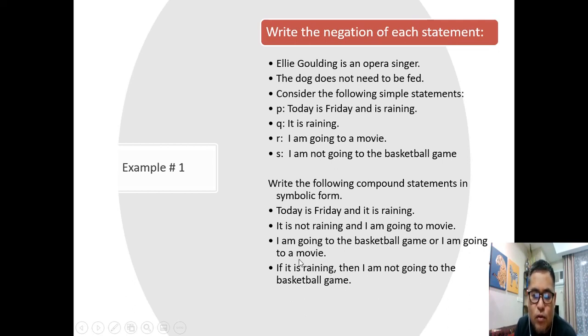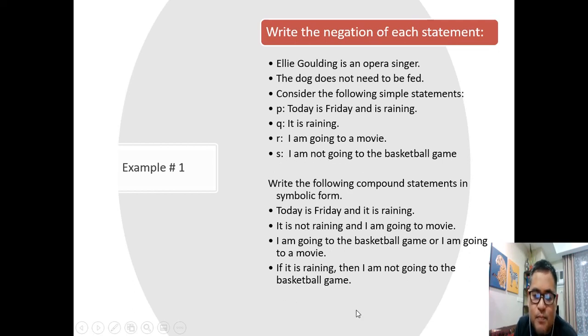Okay, if it is raining, then I am not going to the basketball game. So what kind of statement is this? This is more of a conditional because of the if and then connectives. It is raining, that is positive Q. I am not going to the basketball game is tilde S because the original is going.